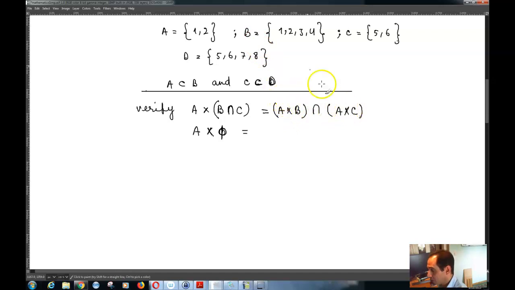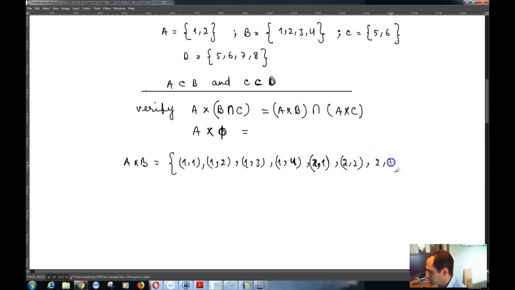the Cartesian product of A and B would be basically (1,1), (1,2), (1,3), (1,4), and then you have (2,1), (2,2), (2,3), and (2,4). Now this is the Cartesian product of A and B.